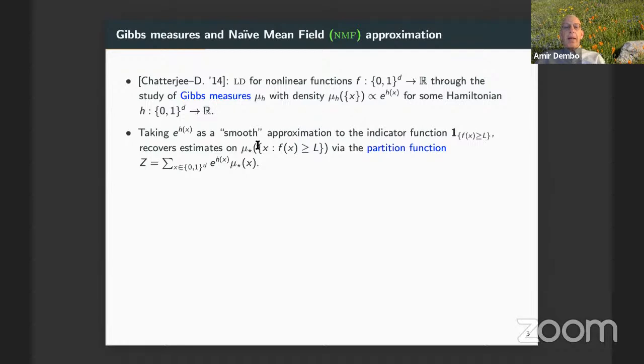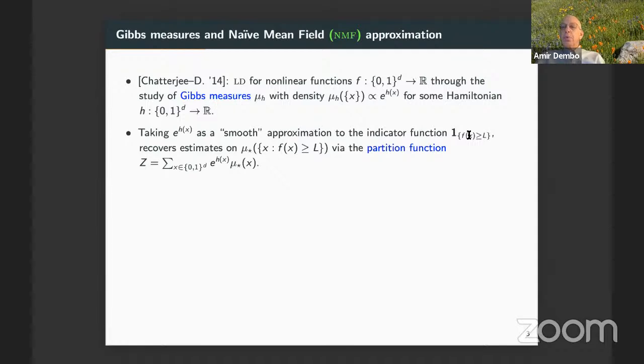You have a reference measure mu star. You want to study the tail behavior under mu star of all the x's such that f of x is exceeding L. If you approximate the indicator by e to the h, then the partition function, the sum over all x of e to the h times mu star, will give you a good approximation of this probability, where you replace the indicator by e to the h.